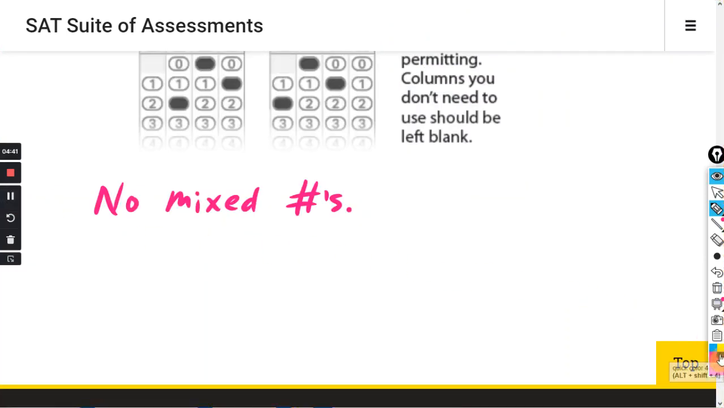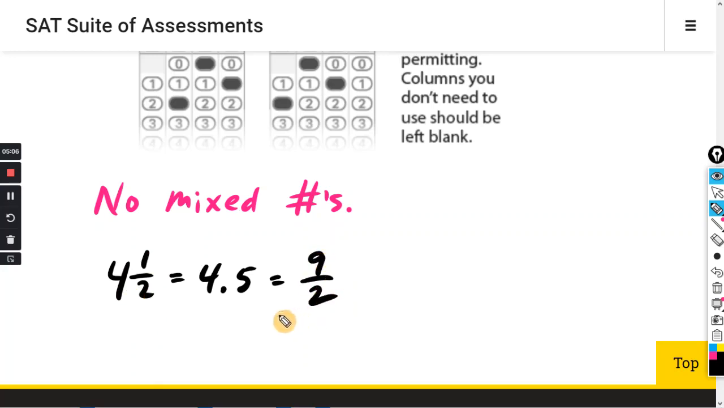You want to remember no mixed numbers. Okay, you cannot write 4 1/2. You have to convert that to either a decimal. 4 1/2 is the same as 4.5. Or you can do an improper fraction. 4 times 2 is 8, plus 1 is 9. So that's going to be 9 over 2. So 4 1/2 you cannot do in these boxes. You either do 4.5 or 9/2, but no mixed numbers.